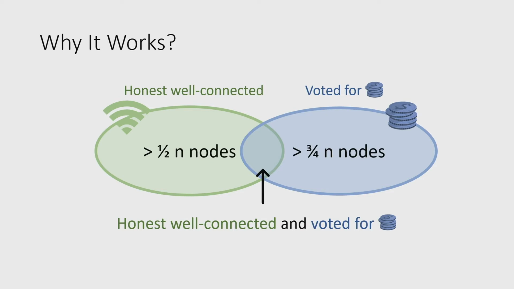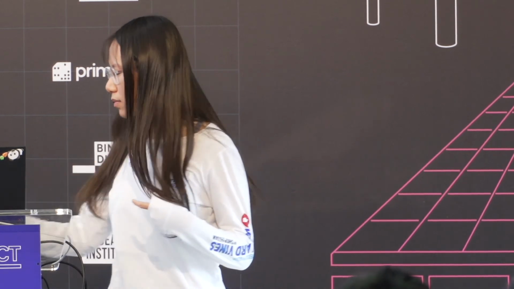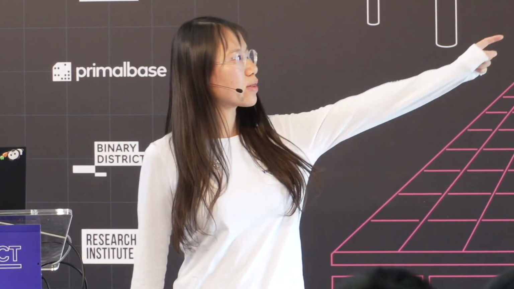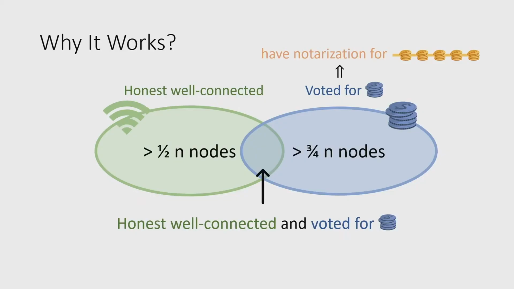I only output the golden transaction after I see the notarization for the blue transaction. The notarization for the blue transaction actually contains more than 3/4 of votes. So this means more than 3/4 of nodes have already seen the notarization for the golden transaction. As we assume, they will only vote for this blue one after they've seen the notarization for the golden ones.